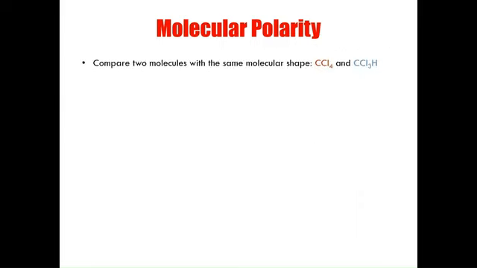Let's compare two molecules with the same molecular shape: carbon tetrachloride and trichloromethane. When you look at these two compounds, it becomes clear that both of them are tetrahedral in shape. Yet one of them is nonpolar while the other is polar. It seems like the only difference between these two compounds is that this central carbon atom is bonded to a hydrogen atom instead of a chlorine atom. Ironically, this carbon-hydrogen bond is nonpolar, and so the addition of a nonpolar bond to this compound has made it polar. How does this make any sense?